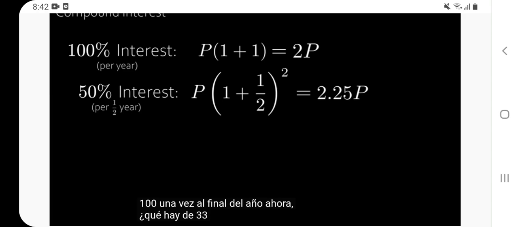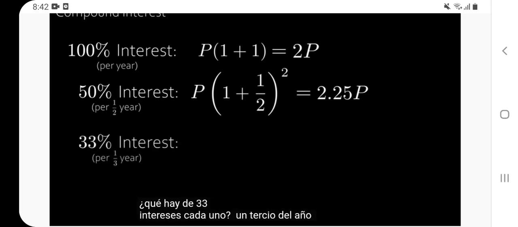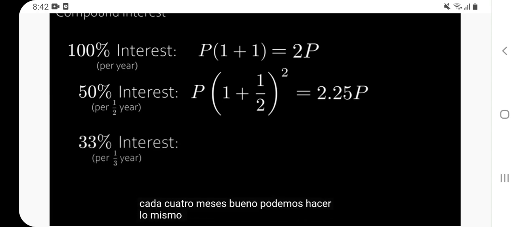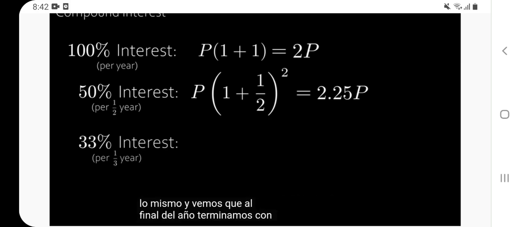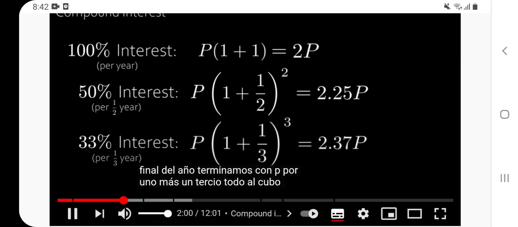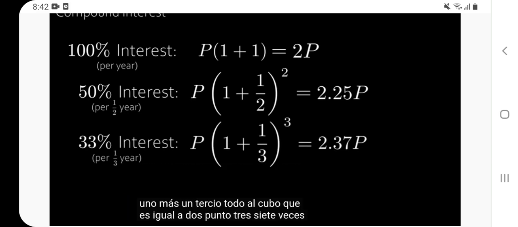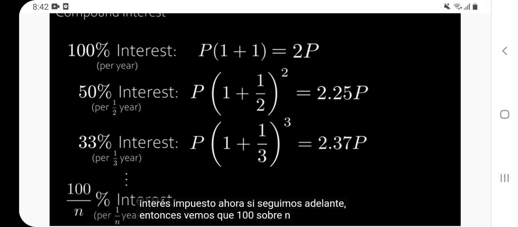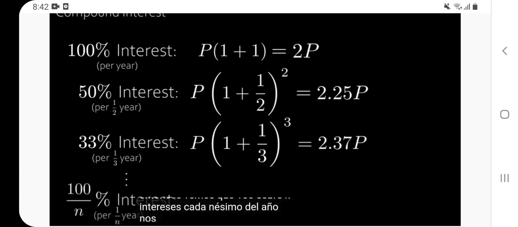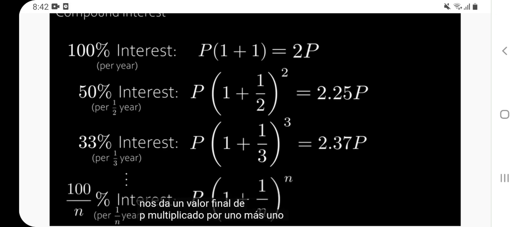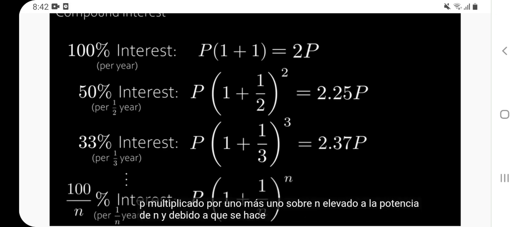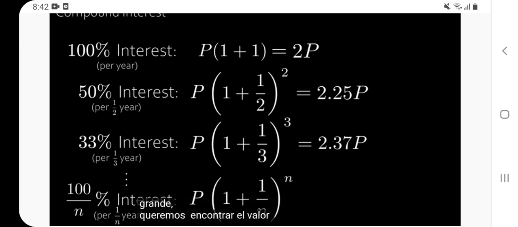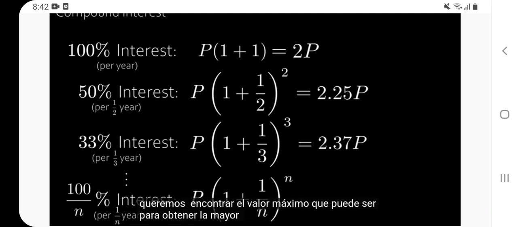Now, what about 33% interest every 1/3 of the year, or every 4 months? Well, we can do the same thing, and we see that at the end of the year, we end up with P times (1 plus 1/3) all cubed, which is equal to 2.37 times P. We see that this value is getting larger and larger the more times we have interest imposed. If we kept going, then 100 over n % interest every 1/n of the year gives us a final value of P times (1 plus 1 over n) to the power of n. And because it's getting larger and larger, we want to find the maximum value that it can be, to get the most amount of money that we could get.